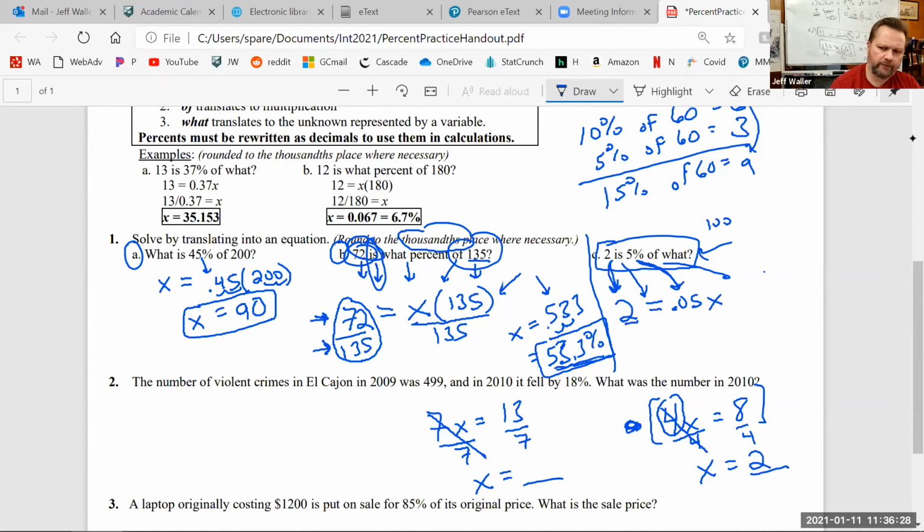So what do I have here? Why is X not by itself? It's being multiplied by this crazy thing. So if I divide both sides by that crazy thing, I have X by itself. So then I know X equals whatever that number is, which comes out to be 40.